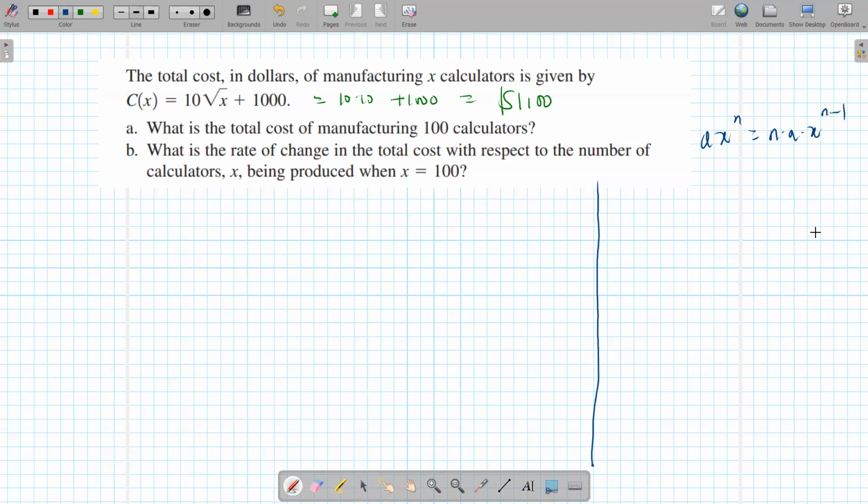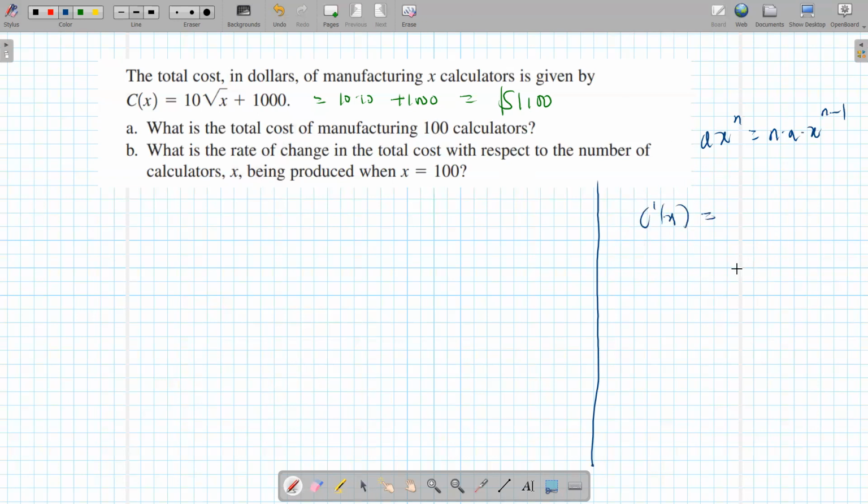It is not 1. Square root means there's an invisible 2 here, so that's going to come in the denominator. Square root of x means it's x to the power of 1/2. Remember that? Cube root is x to the power of 1/3. So in our actual function, the derivative of 1,000 is 0. So C prime of x, the 1,000 is gone.